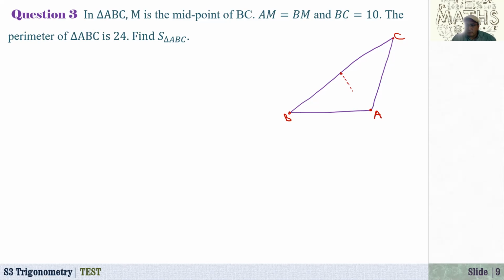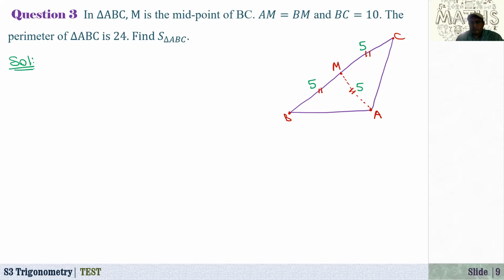So let me just connect this. So this equals this. And it says AM, so this one is M. AM is equal to BM. Also, they are equal. And BC is equal to 10, which means that BM is equal to 5 units, and also this one equals 5 units. Okay. So what else is given? The perimeter of ABC is 24.